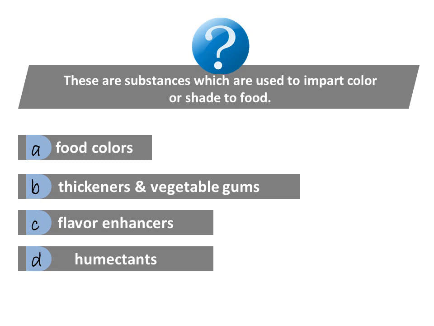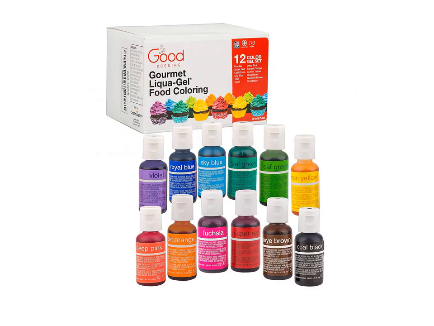Okay, number 3. These are substances which are used to impart color or shade to food. A. Food colors. B. Thickeners and vegetable gums. C. Flavor enhancers. D. Humectants. Again, these are substances which are used to impart color or shade to food. The correct answer is letter A. Food colors or food coloring. So, ito yung mga substances na nagbibigay ng kulay sa mga pagkain. Artificial colors. So, example, ito marami siyang color. May violet, blue, green, pangkulay sa icing sa ibabaw ng cupcake mo.